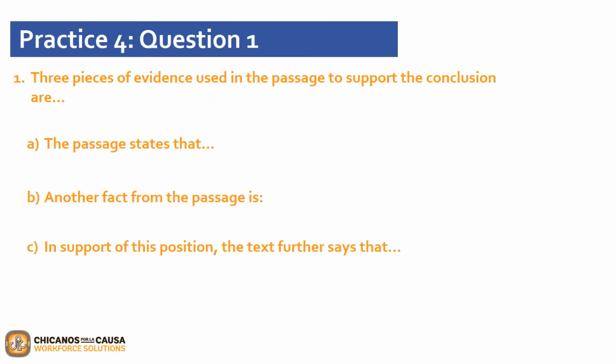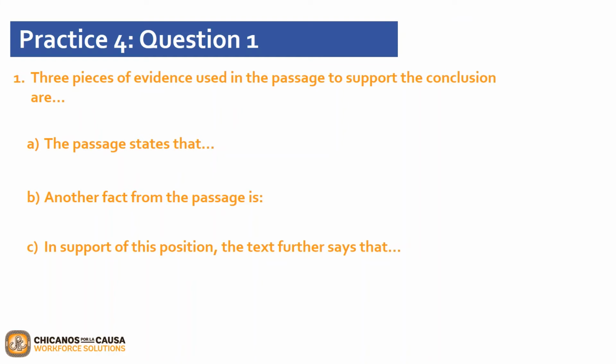Let's read the writer's conclusion. The conclusion is that despite some reasons for lowering the legal drinking age, it should remain at 21. Let's now take a look at question 1. Question 1 asks us to list 3 pieces of evidence used in the passage to support the conclusion.